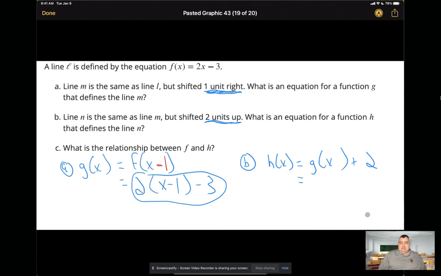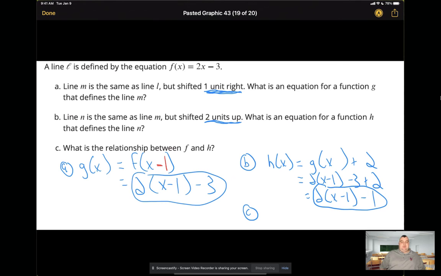So to do that, I'm going to take g of x. g of x is 2 times x minus 1 minus 3, plus 2. So this will be 2 times x minus 1, and then negative 3 and plus 2 becomes minus 1. So this is now my equation for h of x.